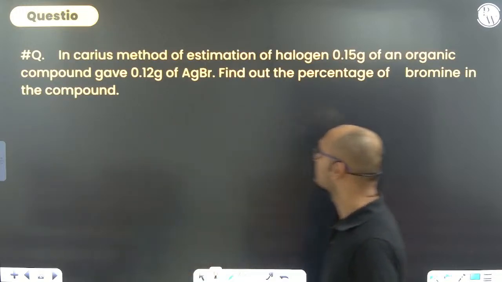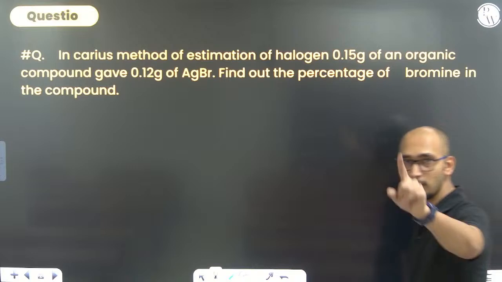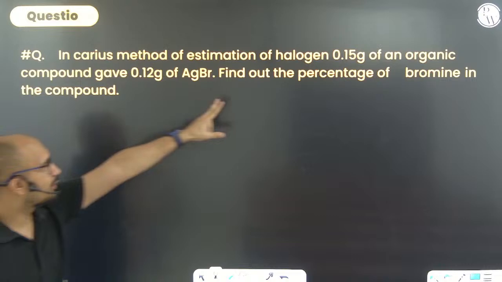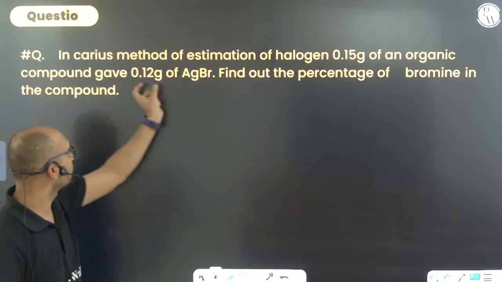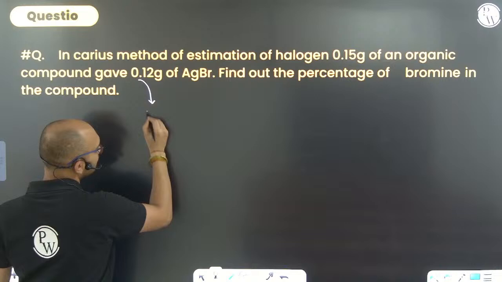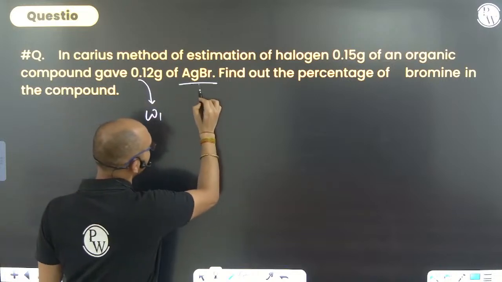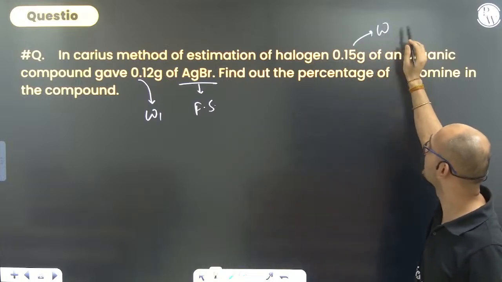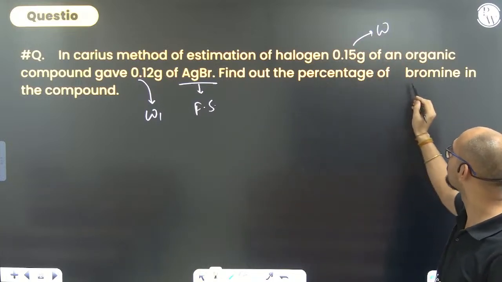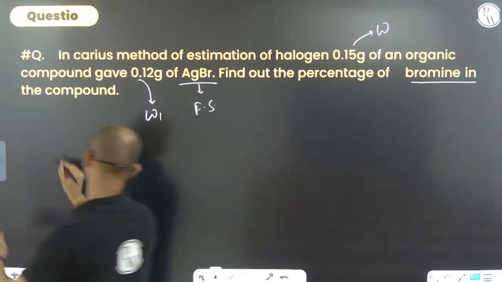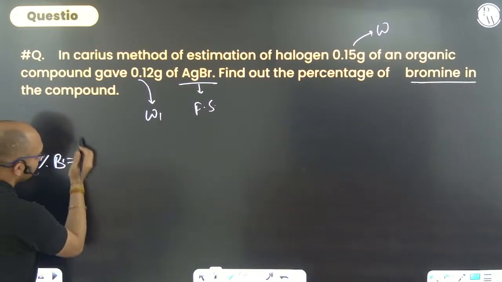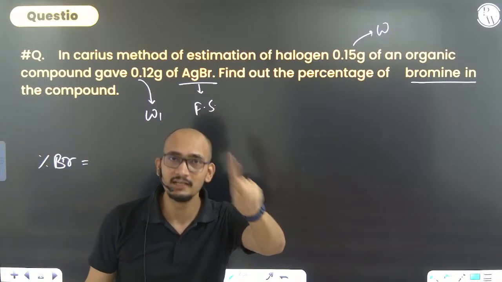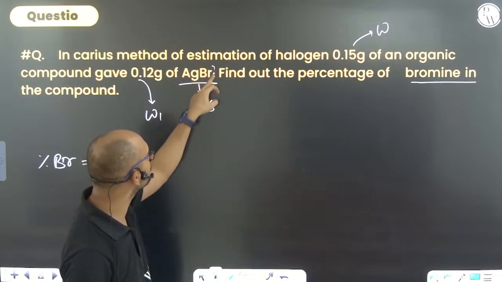Easy. Carius method of estimation is used for halogen, sulfur, and similar elements. 0.15 gram of organic compound gave 0.12 gram of AgBr. Here the mass of AgBr, the final substance, is W1, and the mass of the organic compound is W. Find out the percentage of bromine. Remember the formula I told you: mass of the element in 1 mole of the final substance. In 1 mole of the final substance, how much is the mass of bromine?